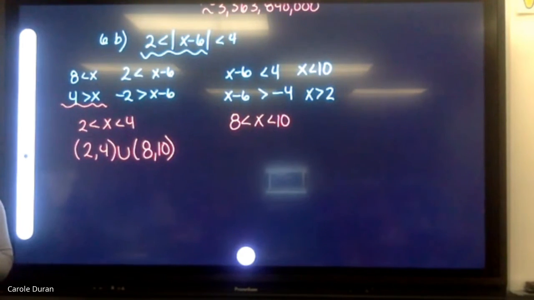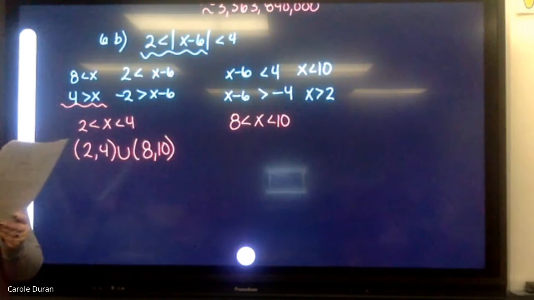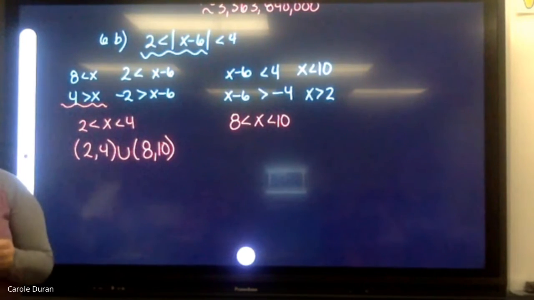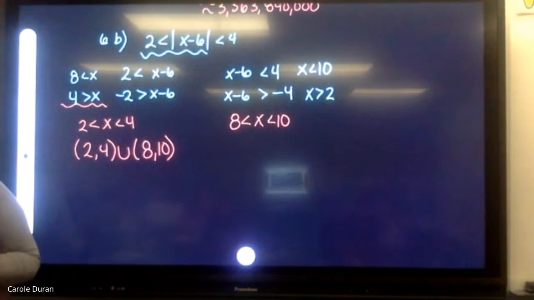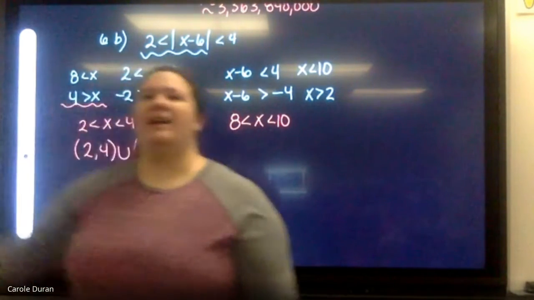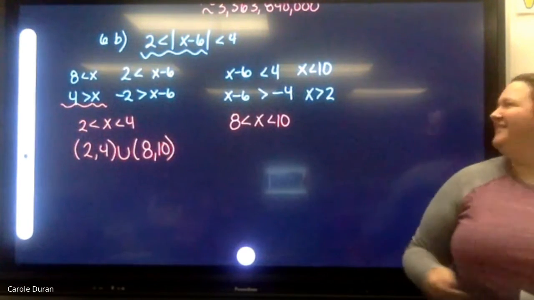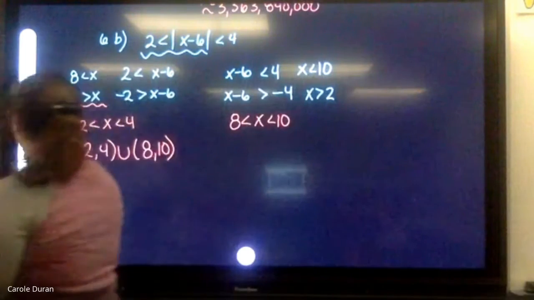Okay, so then that was 6B. 6C should be pretty easy. It's just working backwards. How about D? This was honestly one of my favorites on here, I'm not gonna lie. Anybody want me to go over 8D or 6D? Yeah, I figured. Okay.